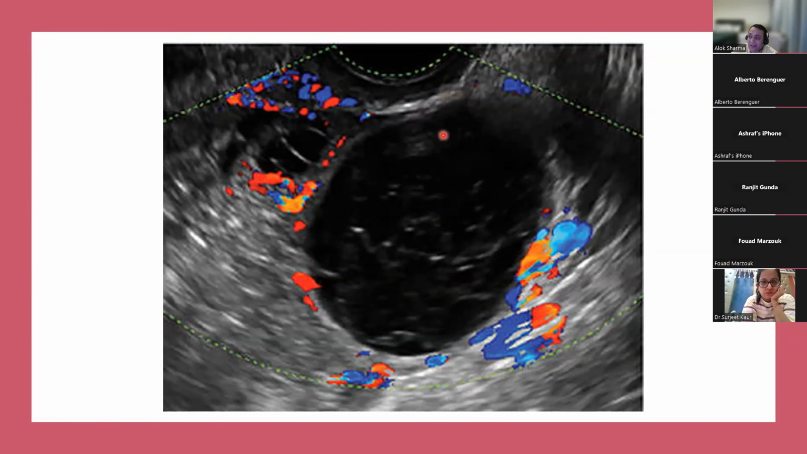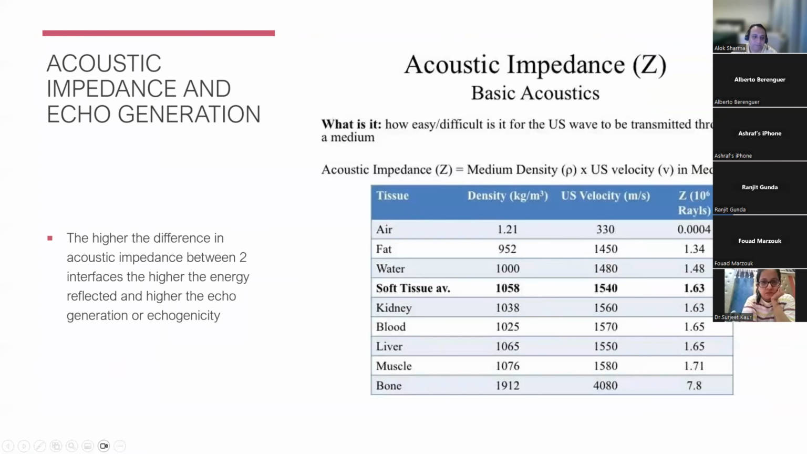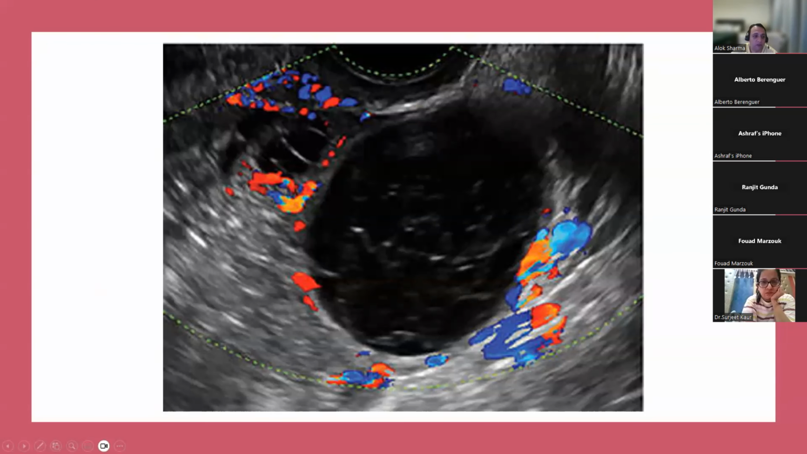But once it enters fluid, fluid has a relatively uniform density. So if you look at the fluid here, the entire area that you see, I'm just going to draw it out with my pen. It doesn't want to play ball with me at the moment. I'm using the same color, so I'll just use a different color.